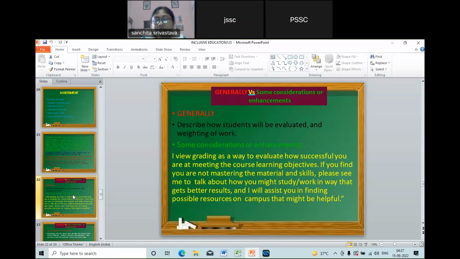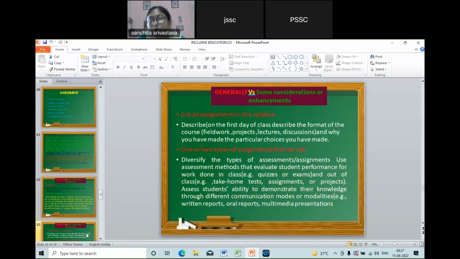Okay, now here, when the syllabus is given, you have to design the syllabus, field work, project, lecture, discussion according to a particular choice you have made on the basis of the need of the children. Diversify the type of assignment and assessment. Use assessment methods that evaluate student performance for the work done in the class. See, whatever work is done in the class, basically it is outside.